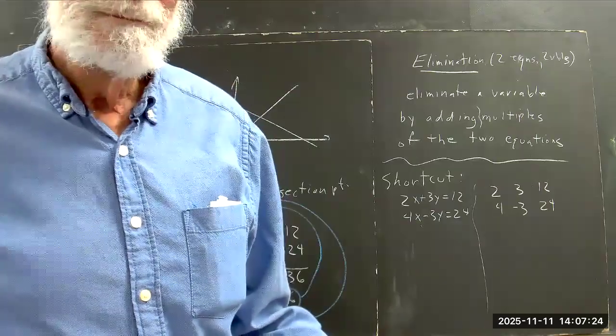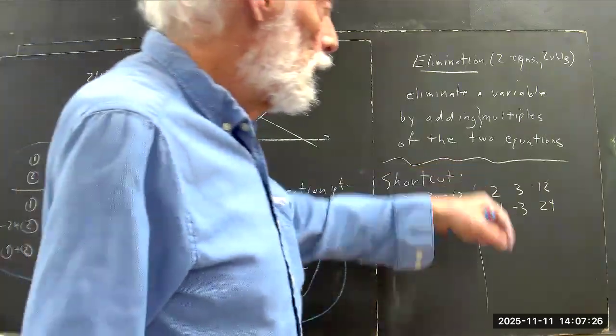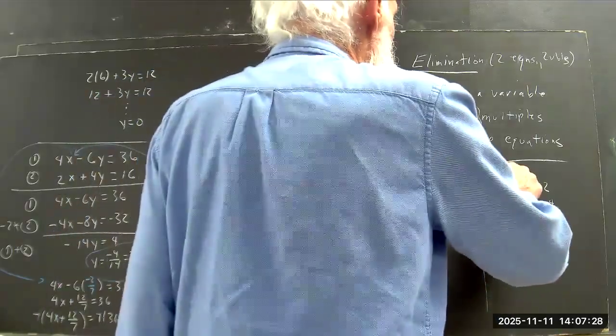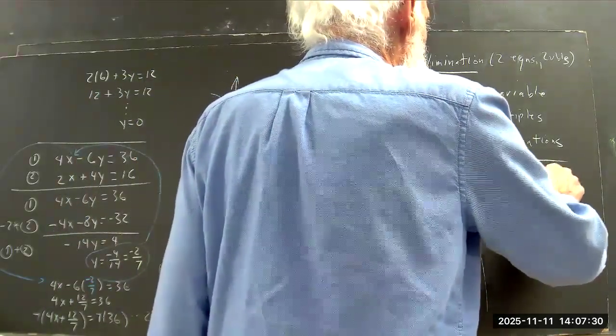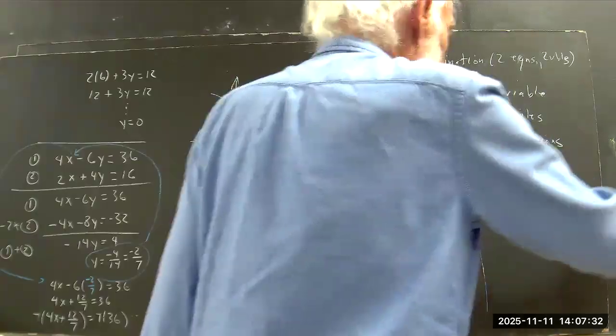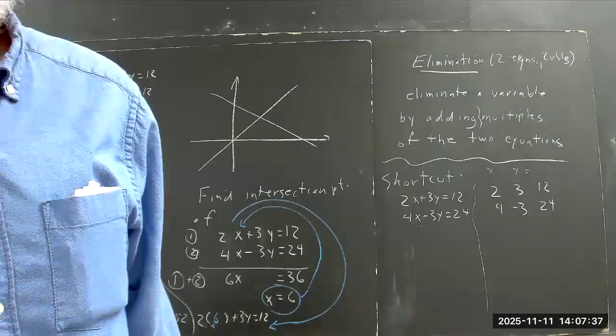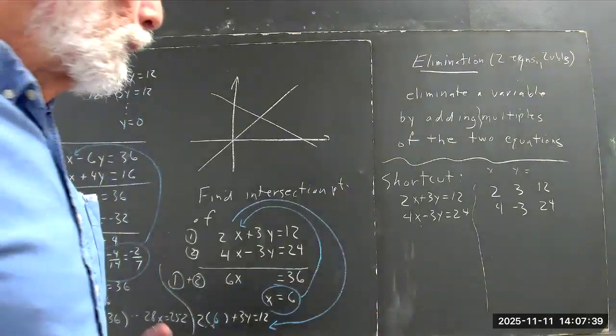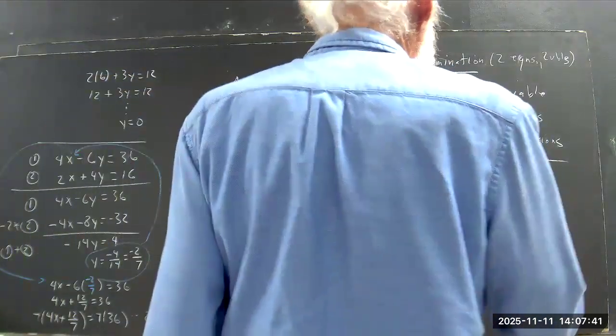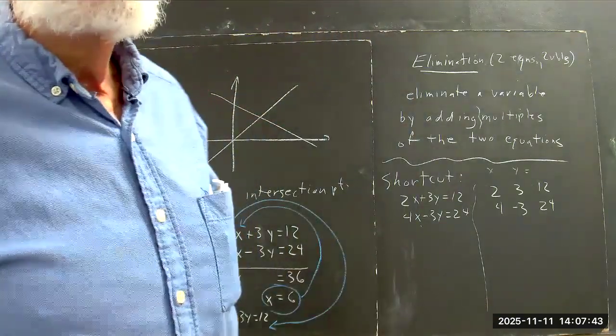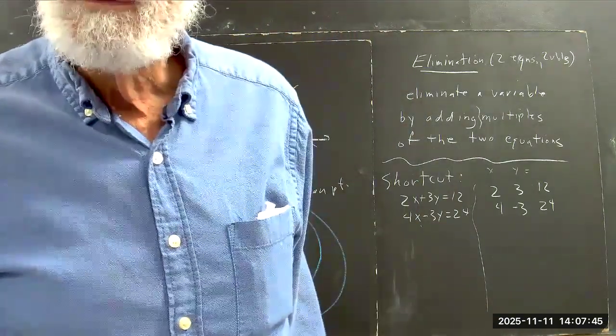That makes sense? If we just write them in columns, that means that this is the X column, this is the Y column, there's an equal sign here, and this is the column for whatever's on the other side of the equal. Right? Now, for reasons you won't understand until late next week sometime.